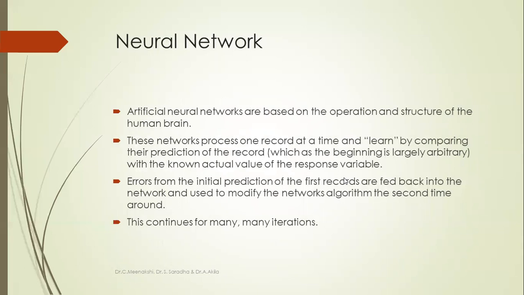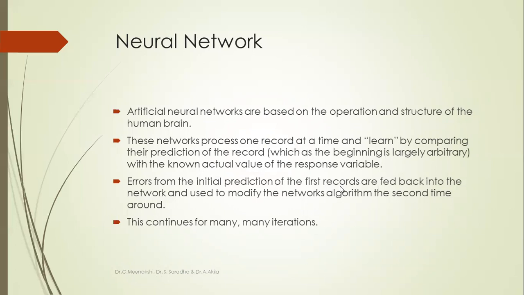Then we'll see the next one, which is called the neural network methodology. Artificial neural networks are based on the operations and structures of the human brain. An artificial neural network is nothing but we have neurons, and based on the working of the neurons, we will have our operations. The same way, the system has to do it. So this is what is called artificial neural networks.